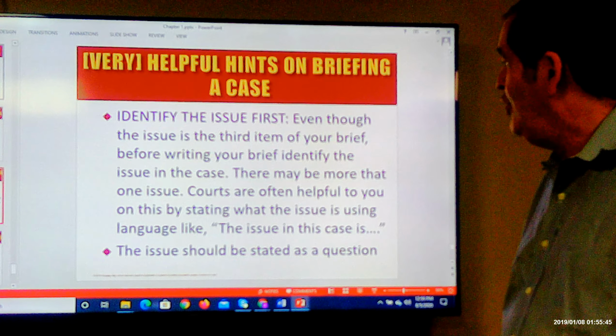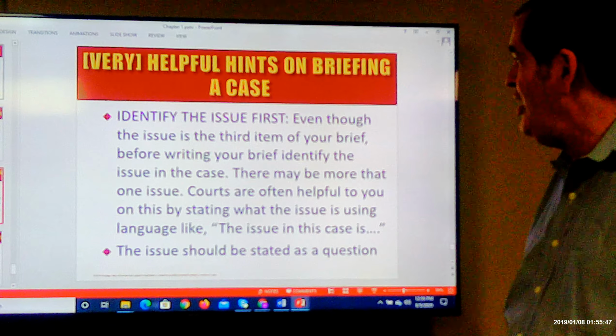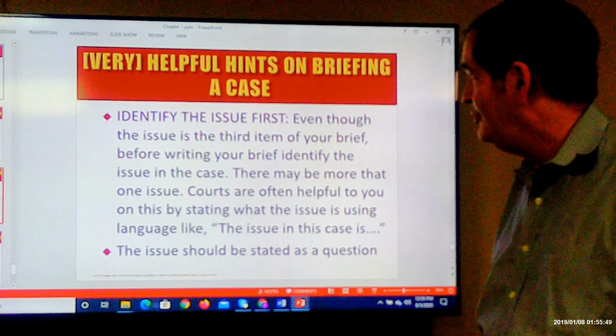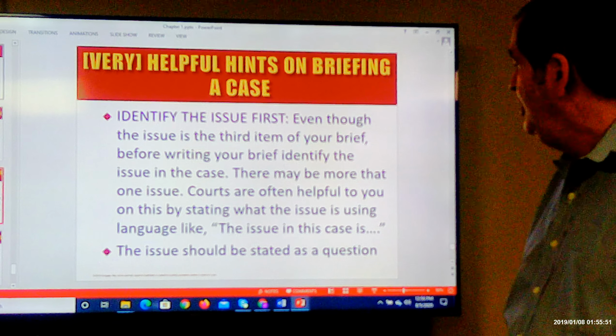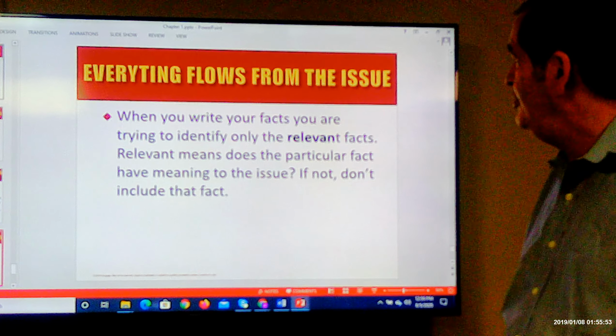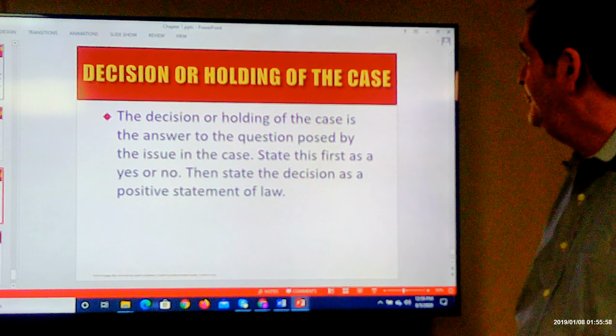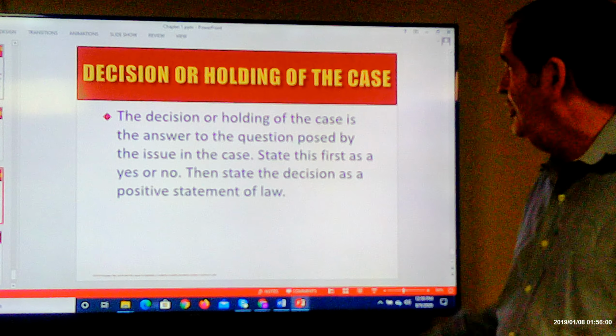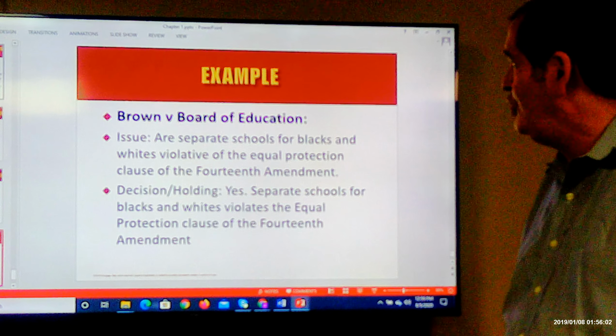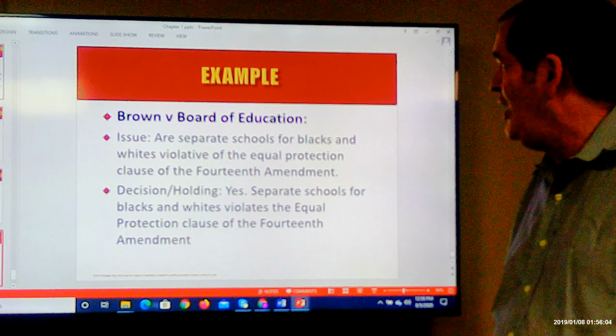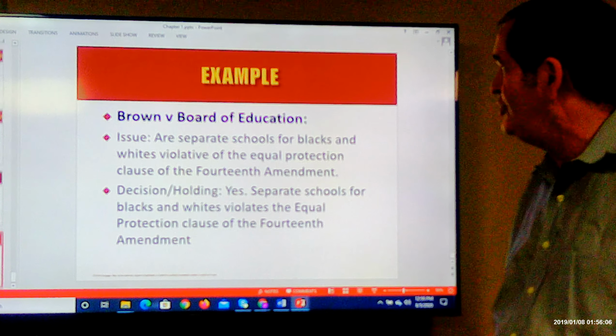Okay. So as I said here, you want to identify the issue first and state it as a question. You want to make sure you have just the relevant facts. Again, answering the question, here's the example I gave, Brown versus Board of Education.